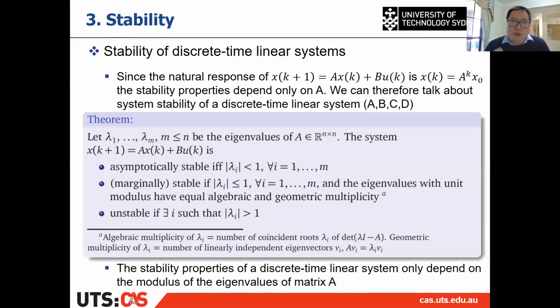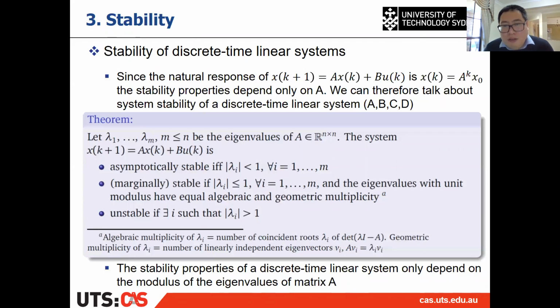But how do we check the stability of the discrete time system? What are the criteria? The second thing, which is the same as the continuous time system, is that the stability also only depends on the matrix A. All right, and the criteria are different.